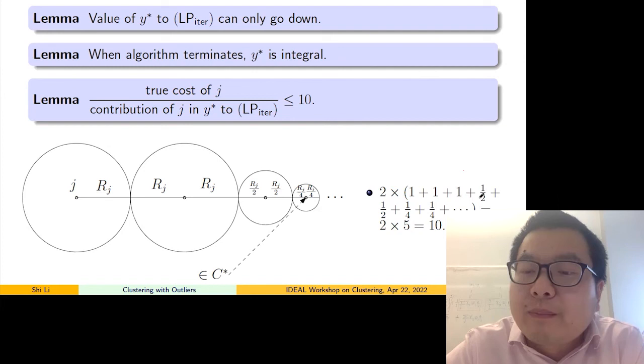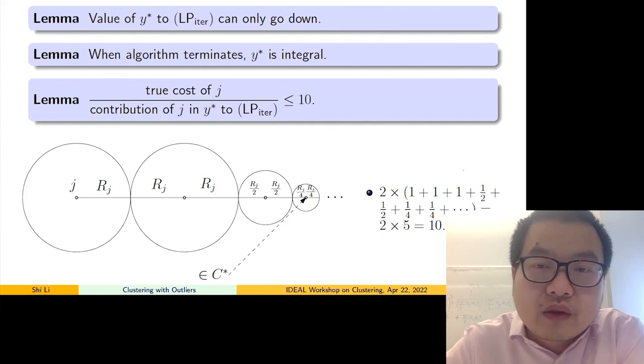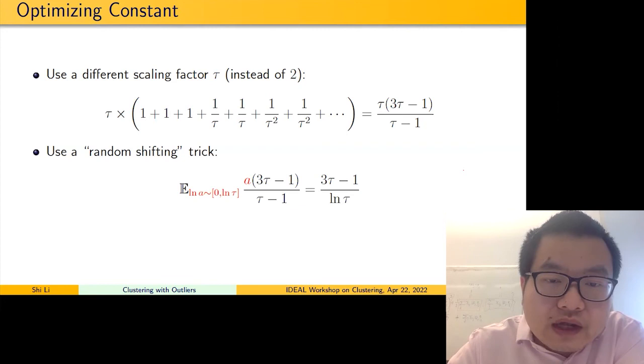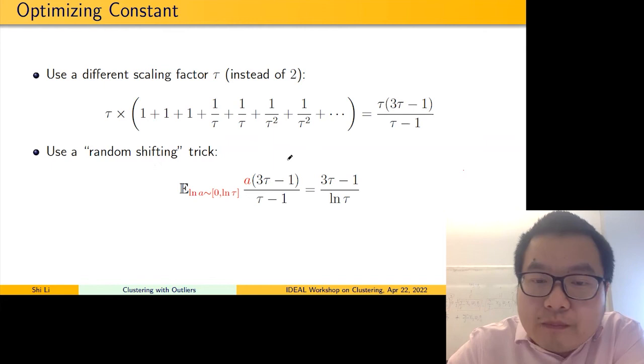So you get a factor of 10. Okay, so this gives you a factor of 10 approximation for the problem. But if you are using a different scale, tau instead of 2, this is what you get. And a standard trick you can use is by randomly shifting the distances. So if you do that, this tau becomes this random parameter A.